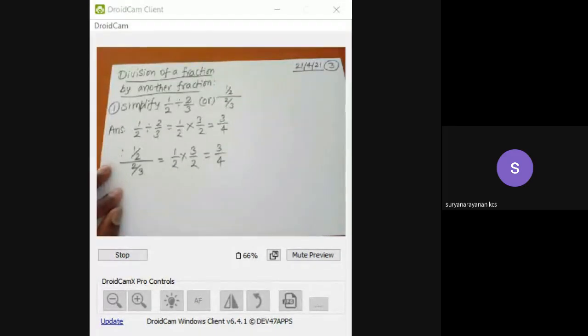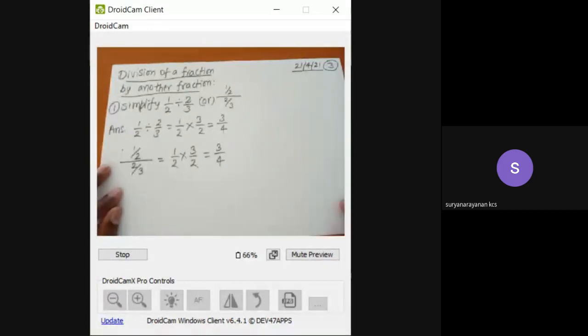Understood how to multiply a fraction by another fraction. Let us take another example.